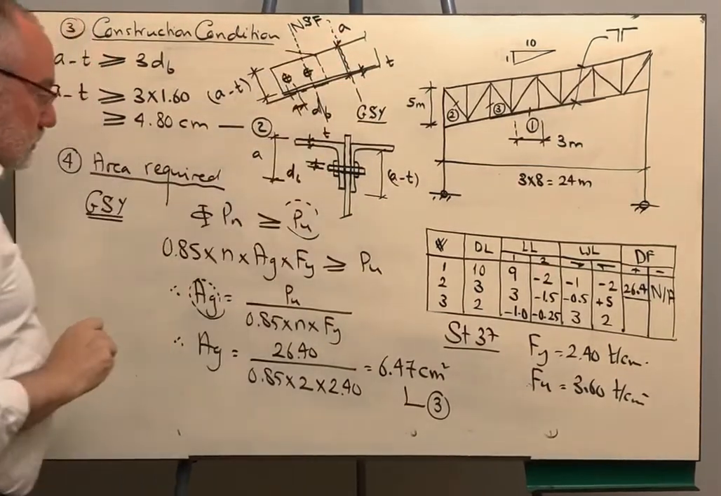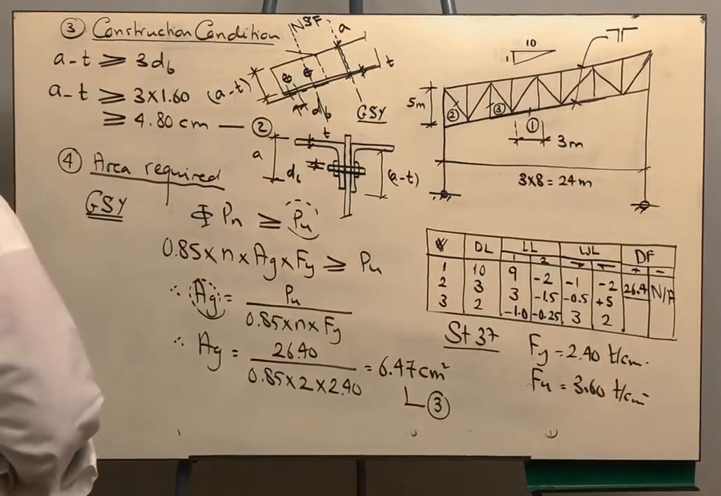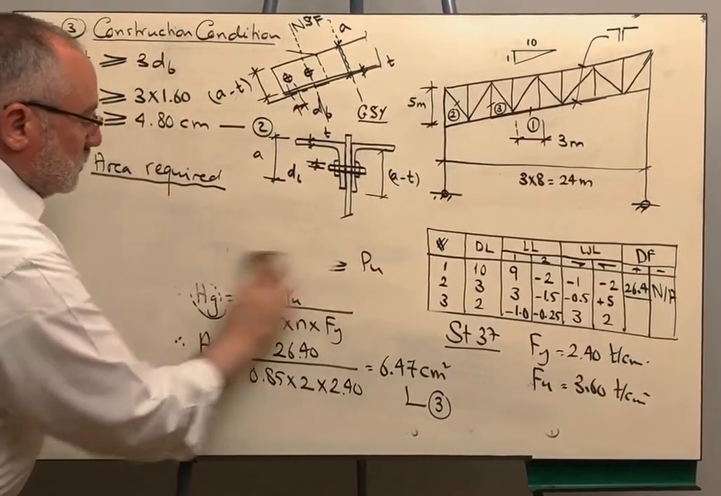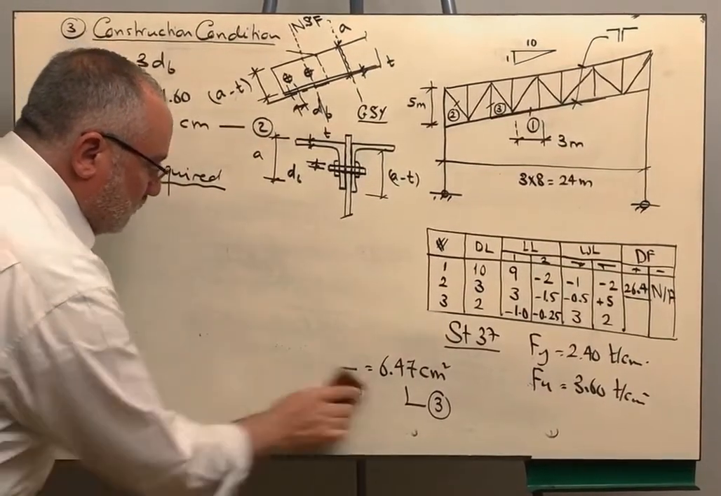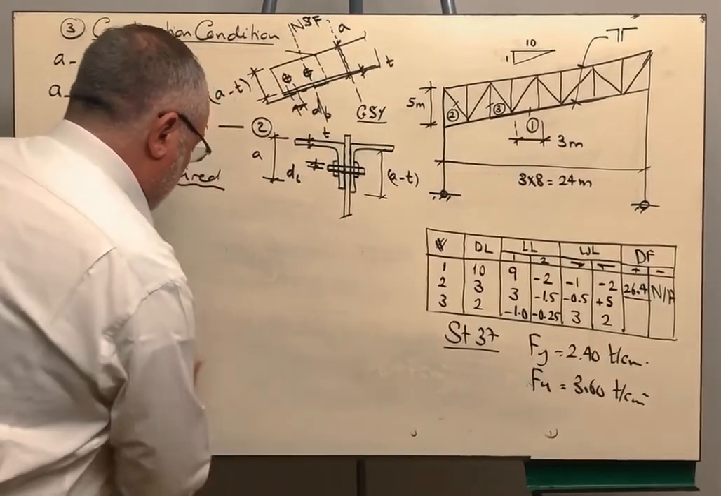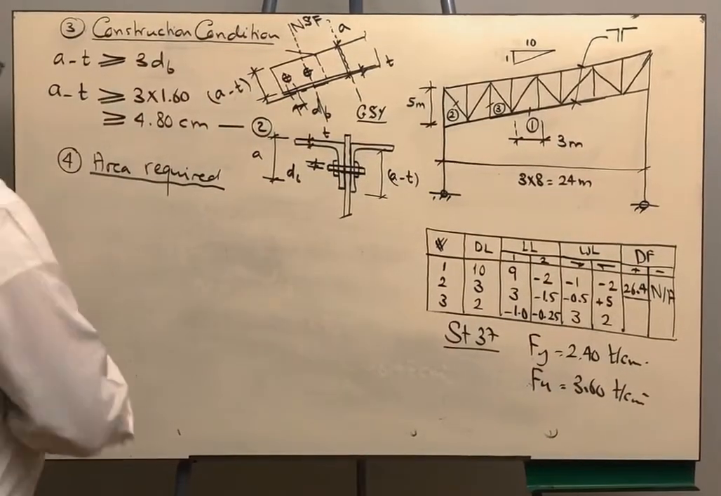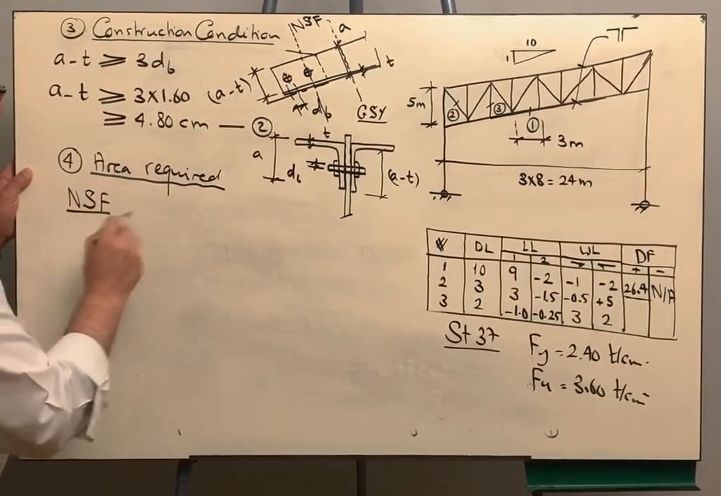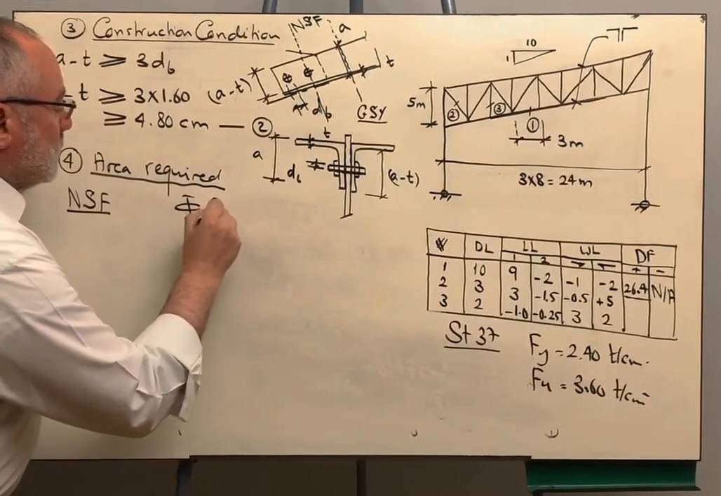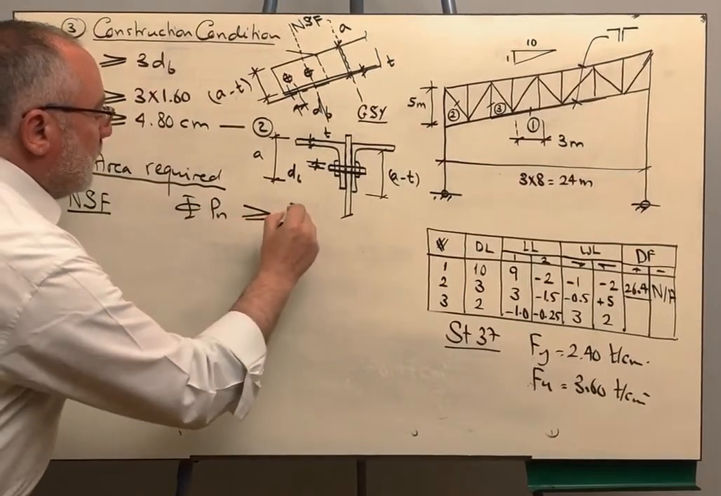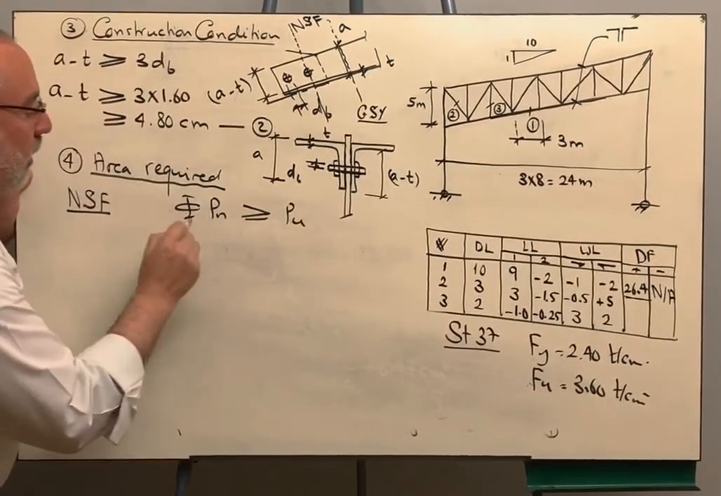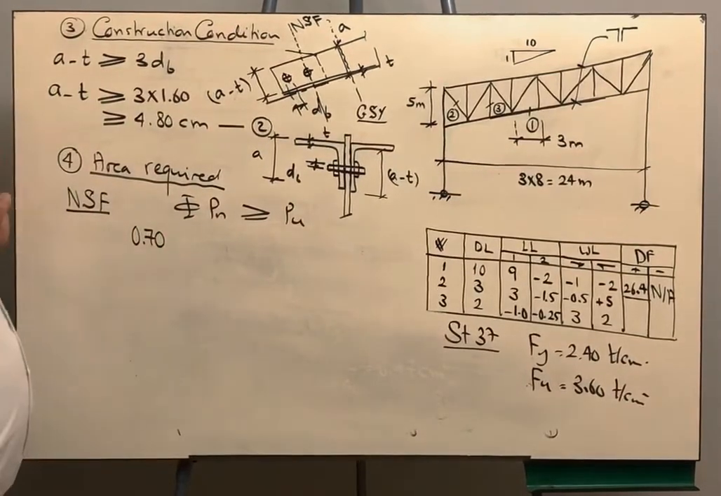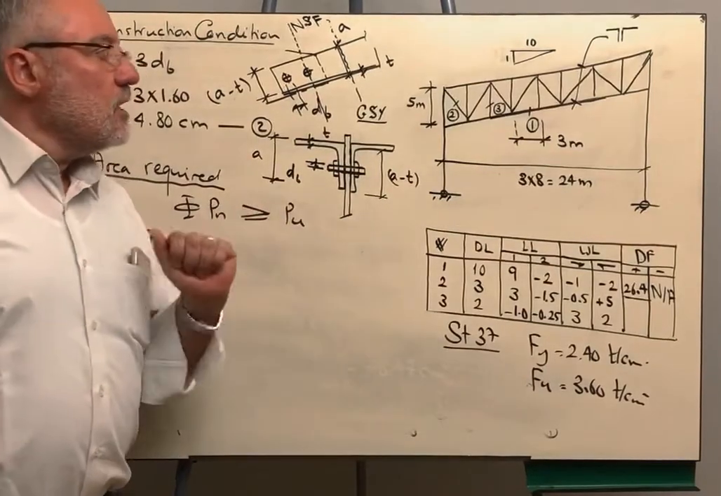How about in the section or at the connection? In this case, we need to apply the net section fracture limit state. For the net section fracture, we also have the strength condition phi P nominal is bigger than P ultimate. But phi, which is the strength reduction factor, is different this time. It is 0.7, because we are talking about a different failure mode.